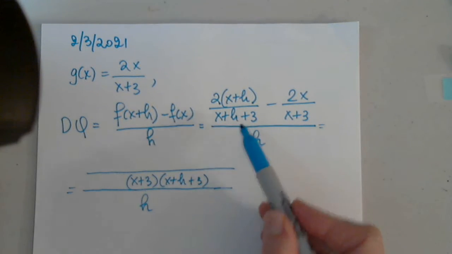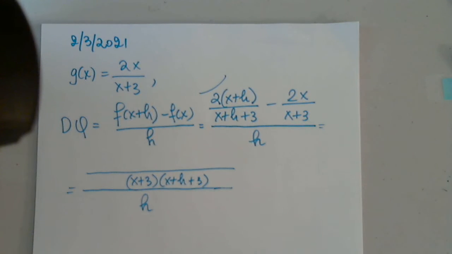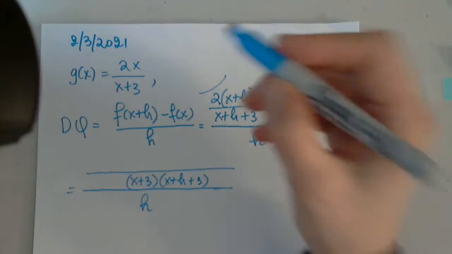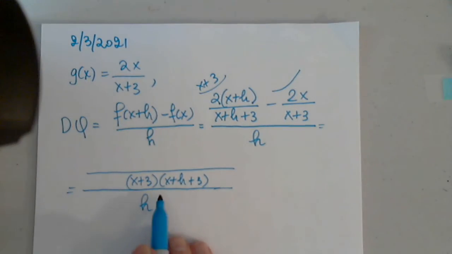Because we multiply the denominator by x plus 3, what do we need to multiply the numerator by? X plus 3. Good. And the same thing here, if we multiply x plus 3 by x plus h plus 3, what do we multiply the numerator by?